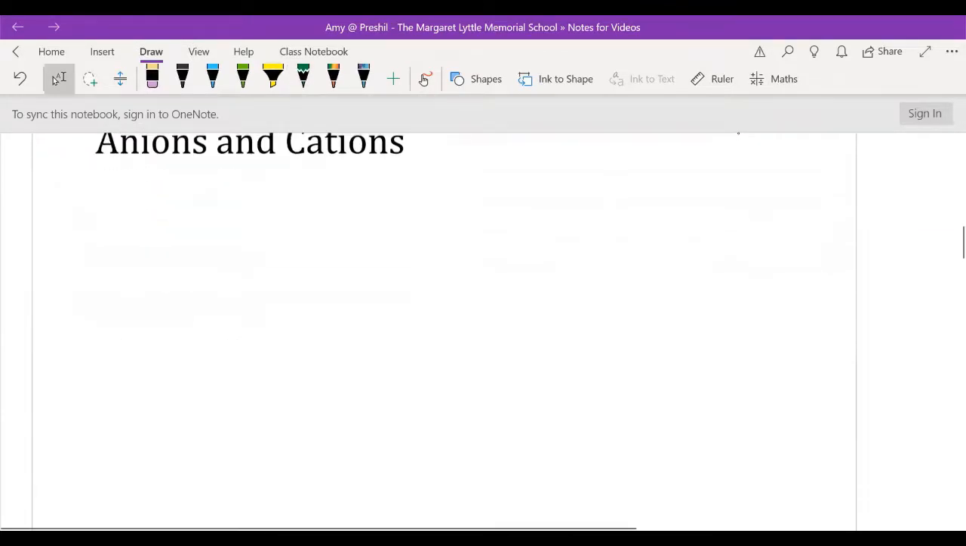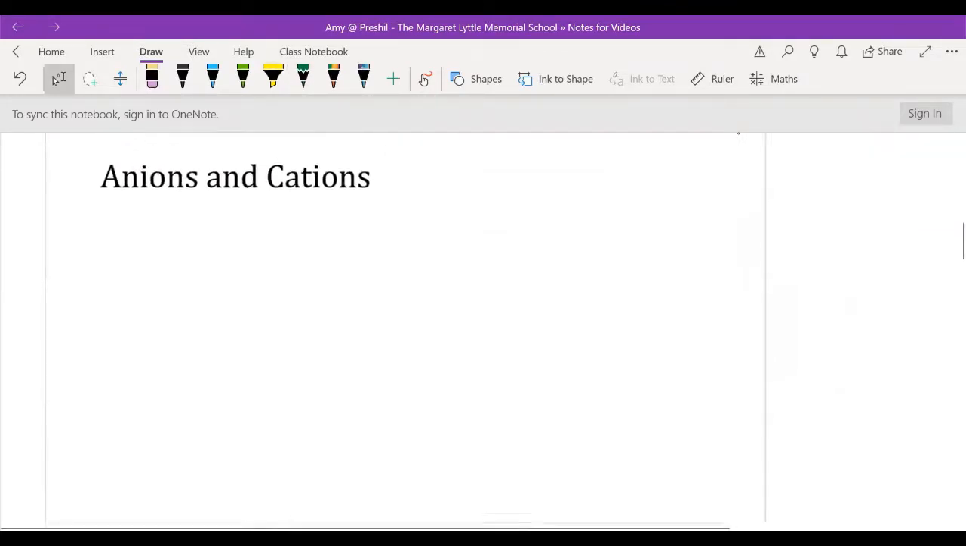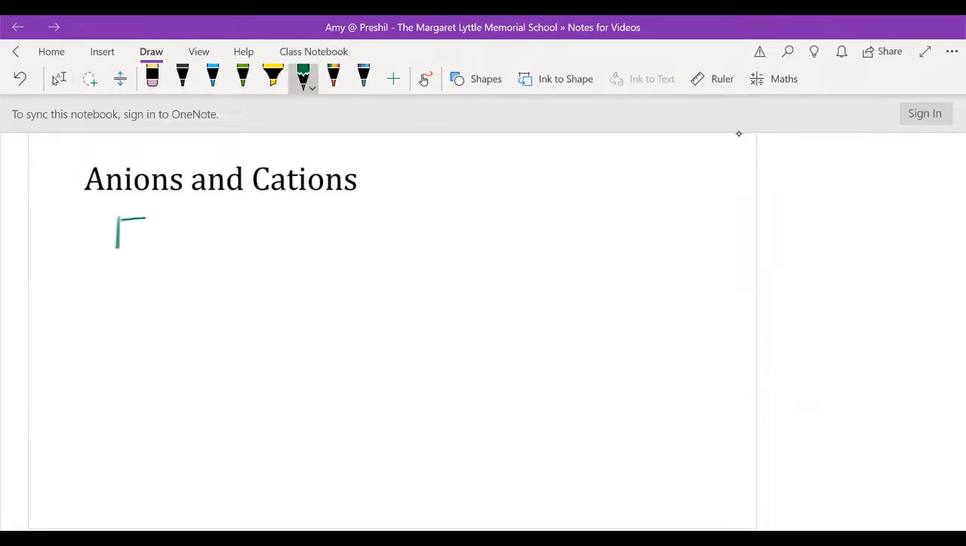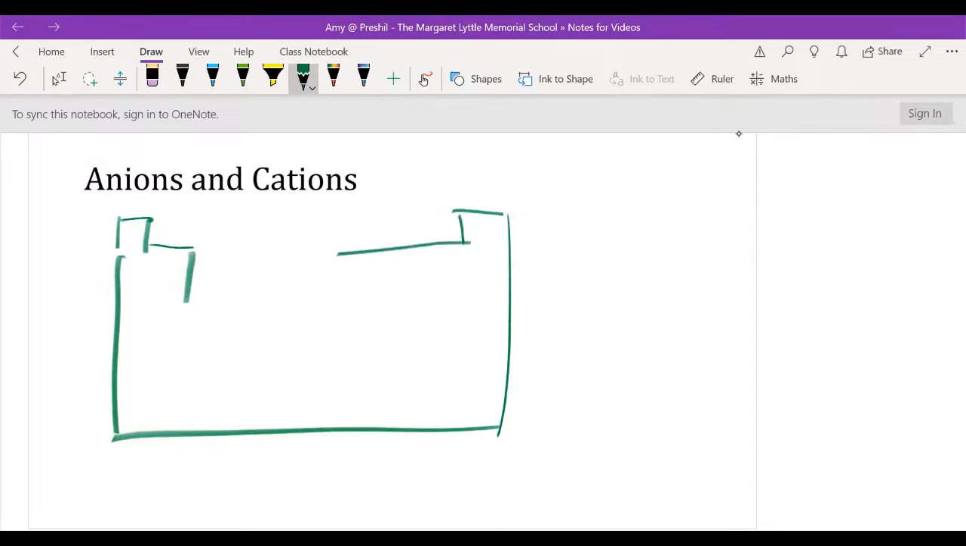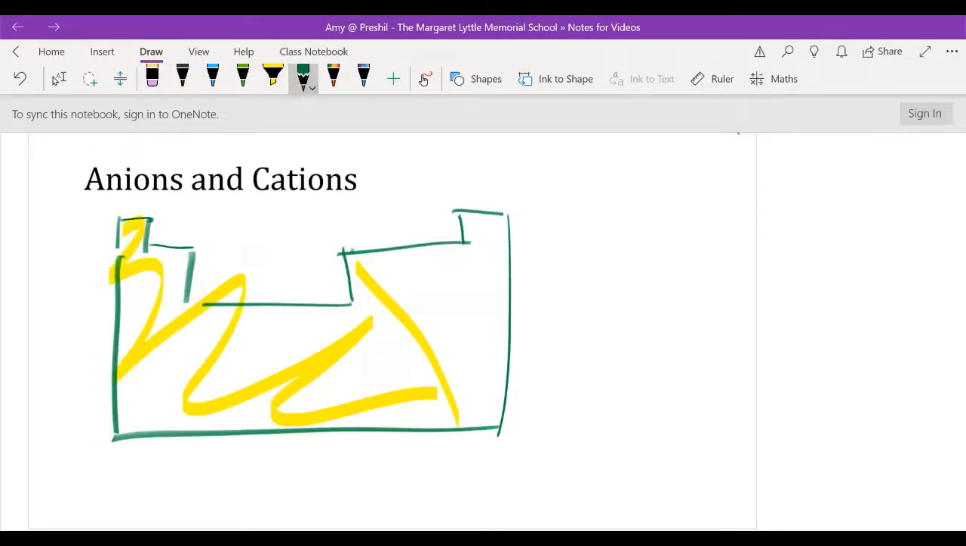So when we look at anions and cations, it's probably easiest for us to think about our periodic table, just a very sketchy version. Our metals are what are going to be losing electrons. So if you minus a minus charge, you end up with a positive charge. So these are our cations.